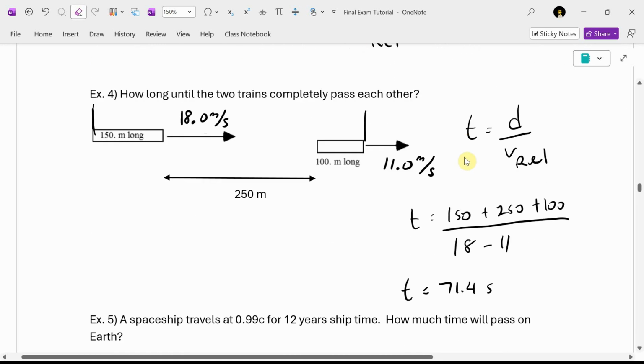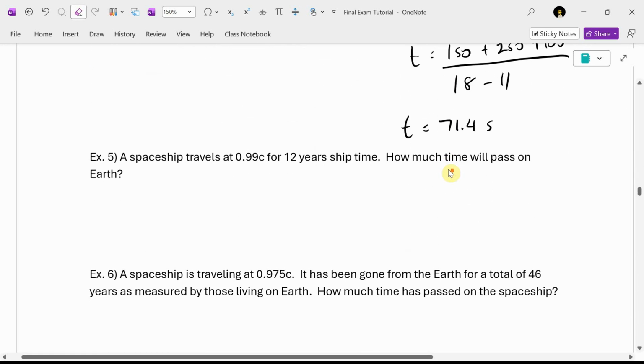All righty. Caleb, what's the second word of example 5? Starts with the letter S. I'm probably now going to be looking at my special relativity stuff. Okay. For 0.99c, what percent of the speed of light is that?